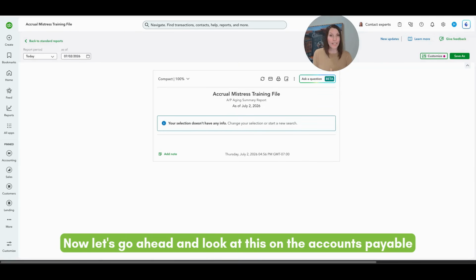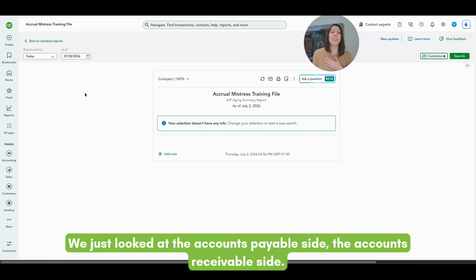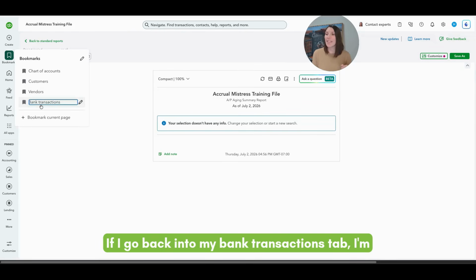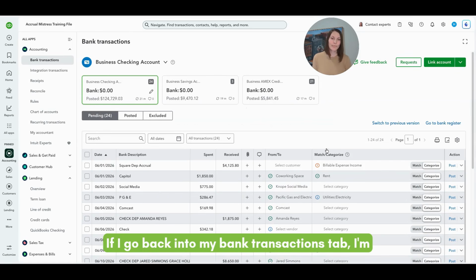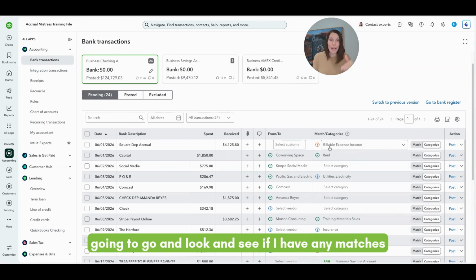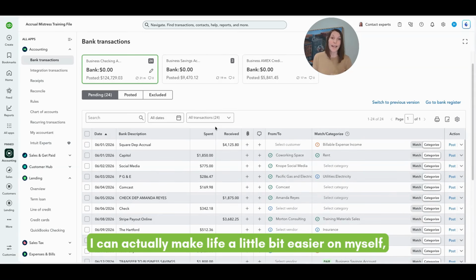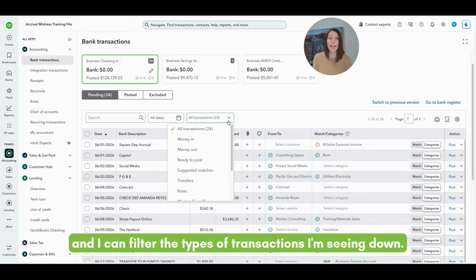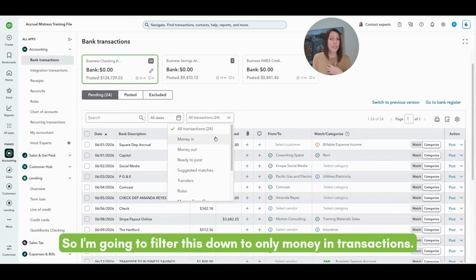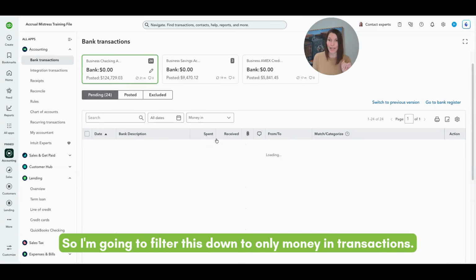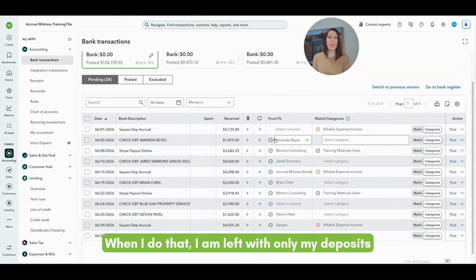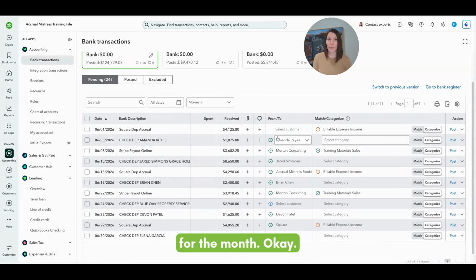Okay, now let's go ahead and look at this on the Accounts Payable side. I'm sorry, we just looked at the Accounts Payable side, the Accounts Receivable side. If I go back into my Bank Transactions tab, I'm going to look and see if I have any matches for an incoming amount. So in order to do that, I can make life a little bit easier on myself, and I can filter the types of transactions I'm seeing down. So I'm going to filter this down to only money in transactions. When I do that, I am left with only my deposits for the month.